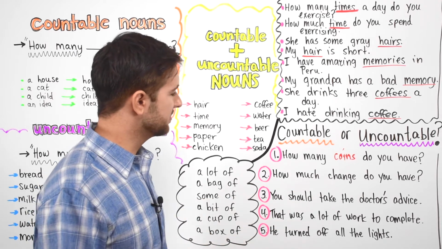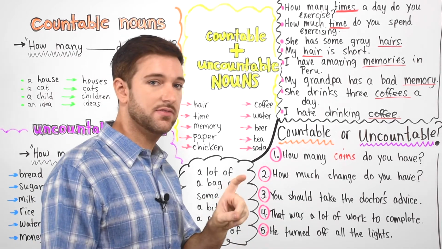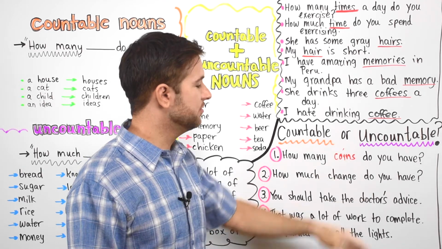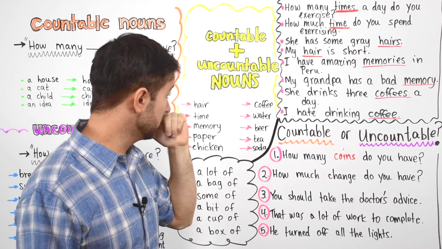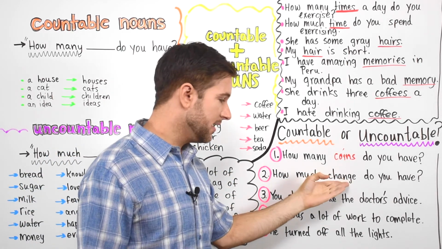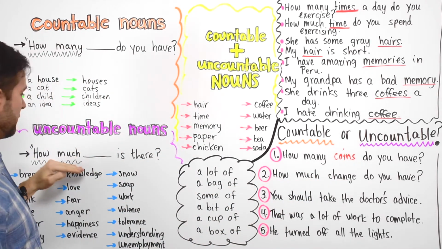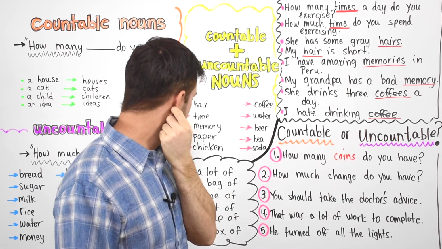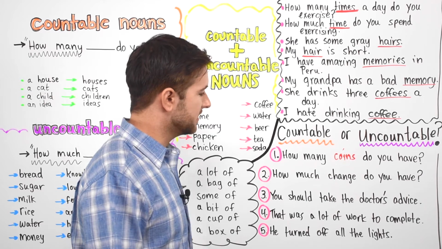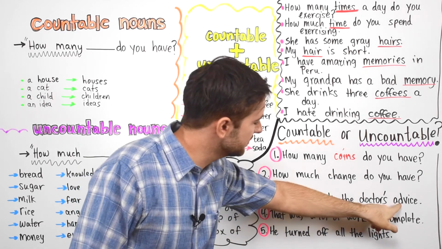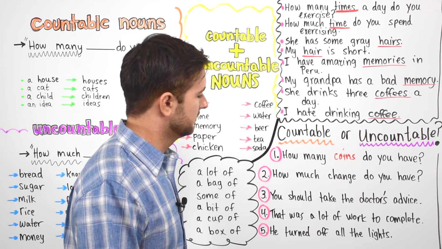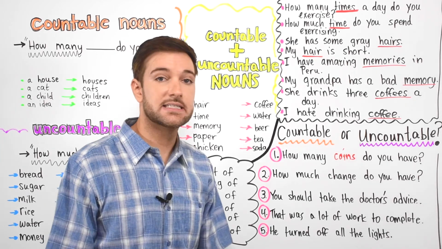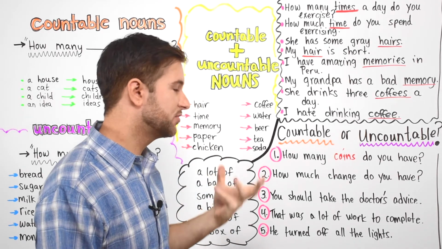Number 2, can you do it by yourself and think about it? Maybe pause the video. All right, number 2, I'll say it now. How much change do you have? Change. Is it countable or is it uncountable? You know right away it is uncountable because we're saying how much. How much of something we use with uncountable nouns. Number 3, you should take the doctor's advice. We're focusing on this word here, advice. You know what it is? It's uncountable. We're talking about a general abstract idea.